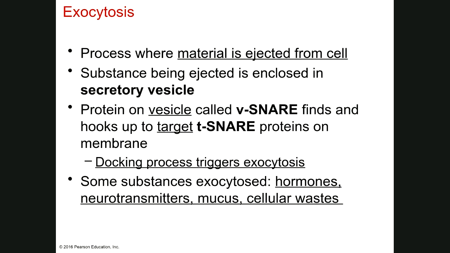So exocytosis is the opposite. We're going to be ejecting materials from the cell. Now, before it gets ejected, it is also enclosed in a vesicle. We call this a secretory vesicle because eventually that vesicle is going to secrete something out of the cell. Now, a couple of little terms here we should know.